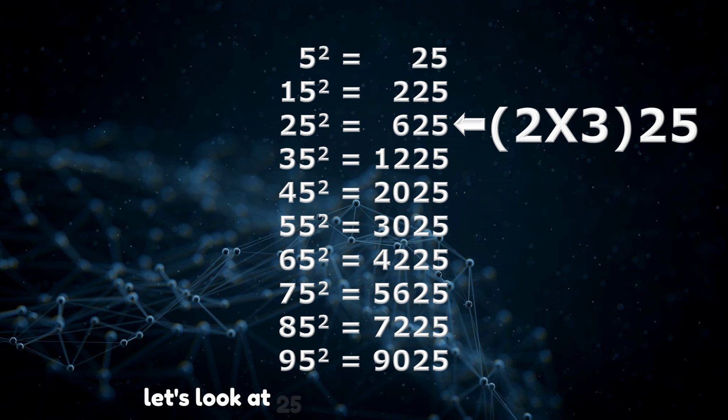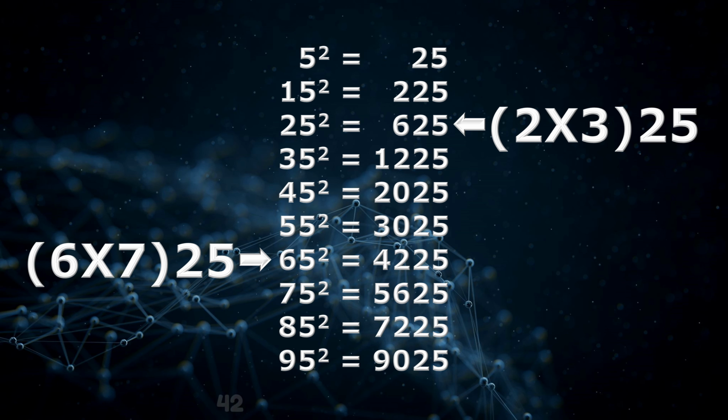Let's look at 25 squared, which equals 625. 6 is simply the product of 2 and 3, which is 2 increased by 1. Another example. 65 squared equals 4225. 42 is the product of 6 and 7, which again is 6 increased by 1.